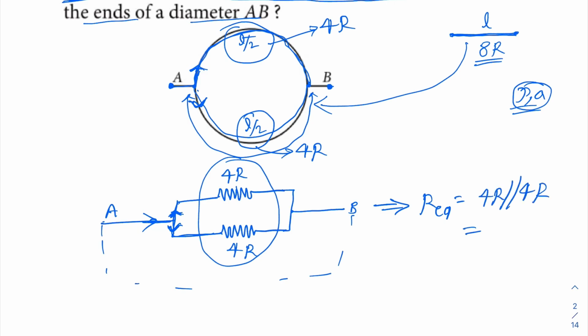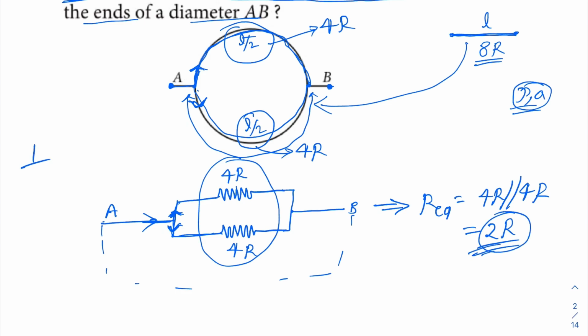So the equivalent of this one will be what? If the same resistance is in parallel, then it will be divided by 2. It is parallel, so 4R divided by 2 means 2R. It is a simple trick: if the same resistances are in parallel connection, then for the equivalent we simply divide by 2. So it will be simply 2R resistance. So this is your answer. The answer is 2R.